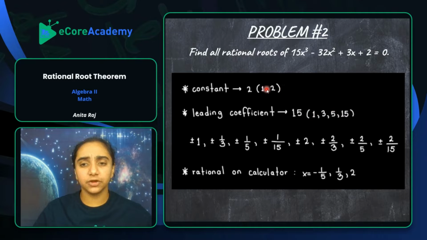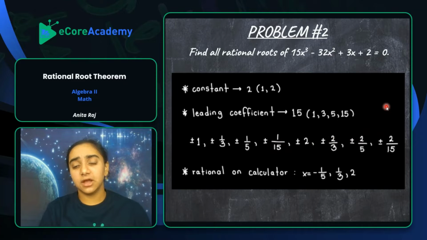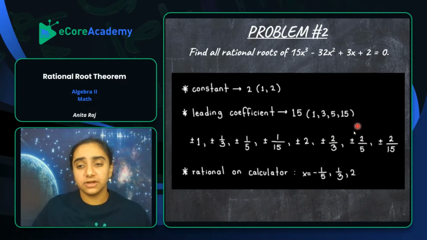If we put these together and make the factors of 2 the numerators and the factors of 15 the denominators, you'll see that we get plus or minus 1 over 1, plus or minus 1/3, plus or minus 1/5, plus or minus 1/15, plus or minus 2, plus or minus 2/3, plus or minus 2/5, and plus or minus 2 over 15. You can see that these are so many roots to test. These are actually 8 possible roots to test, just like the last problem.